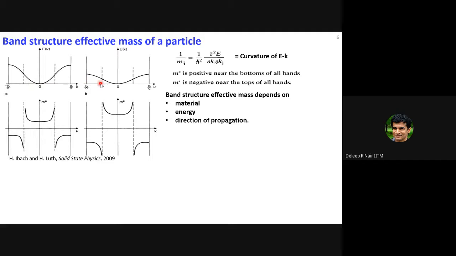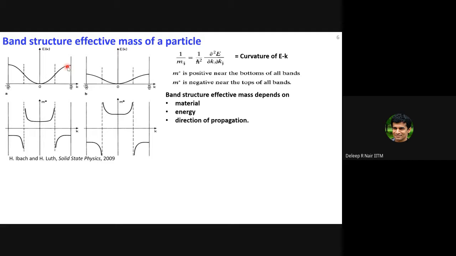For example, if you look at this E-k diagram, it has a different curvature compared to this material. That will result in a different effective mass. So this material has a slightly higher effective mass compared to this material. The second factor is energy. As you go higher in energy, there is a change in the curvature, and the sign of the effective mass also changes. So from bottom to top, the effective mass goes from positive to negative.